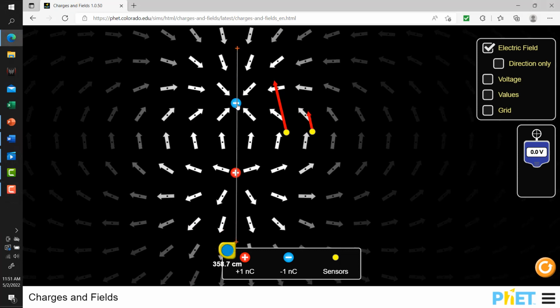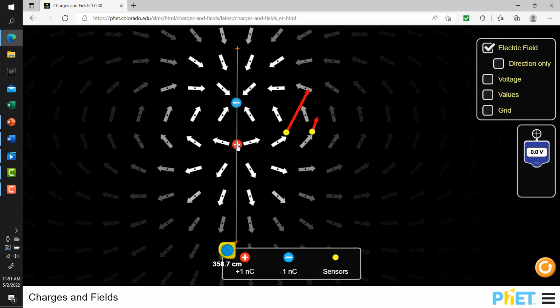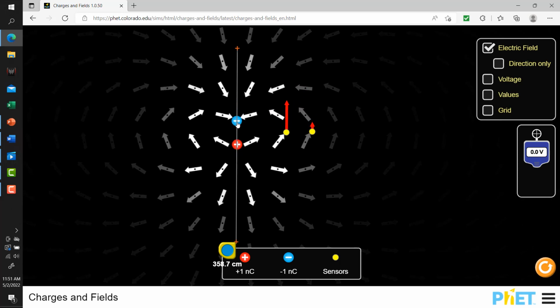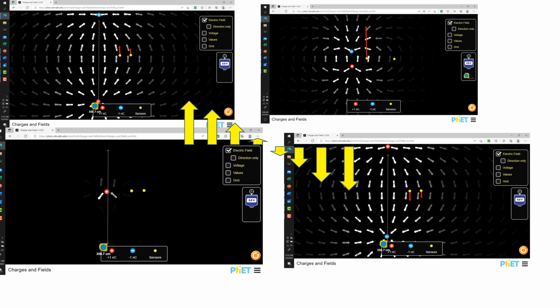What I'm doing now is moving the charges closer together, trying to keep the yellow sensors in the middle. As you can see, the electric field vector is changing. I took a snapshot of that, and I'm going to do a couple more configurations and take a couple more snapshots, just to show you how this oscillates as this antenna, or these charges, move backwards and forwards. Excuse me, I'll show you why in a second.